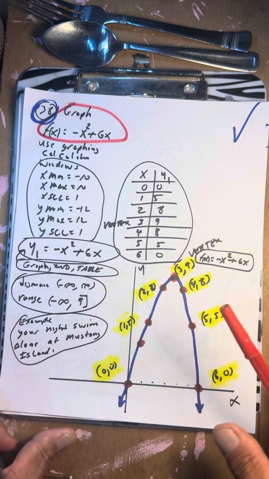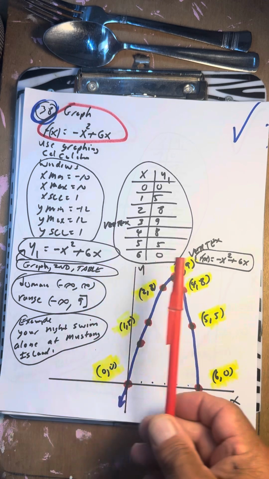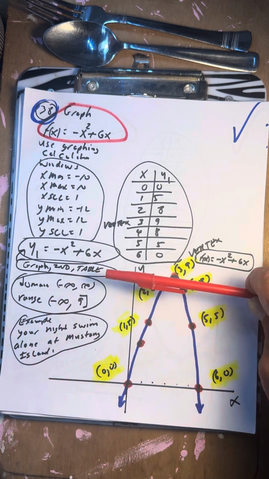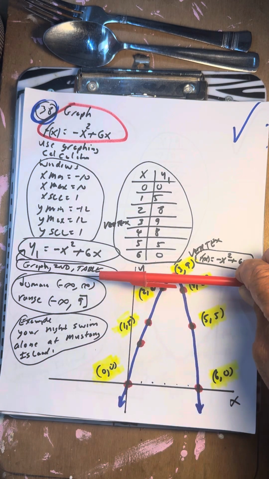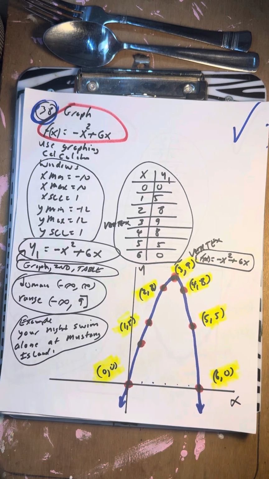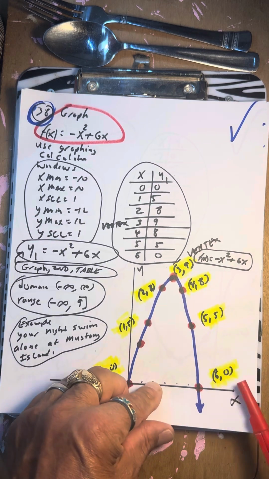Again, the vertex, the highest point in this one, is up there. So domain is anything you want. Roll over the numbers. Range is from negative infinity to 9. Stops right there. Okay. Example, your nice swim alone at Mustang Island. How's that?